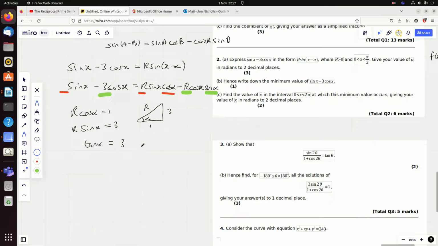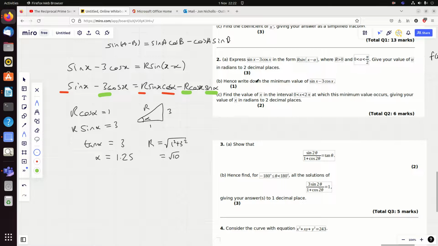Okay, so we get tan alpha is 3, so we can invert that. And I think inverse tan of 3 in radians is 1.25. And then I can find r by just doing 1 squared plus 3 squared square rooted. And that's root 10.